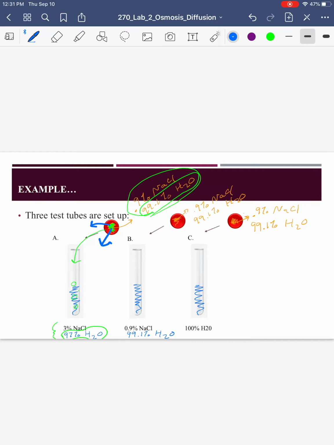If water diffuses out of the red blood cell, what's going to happen to the shape of that red blood cell as it loses water? And then consequently, what type of solution would this be called?